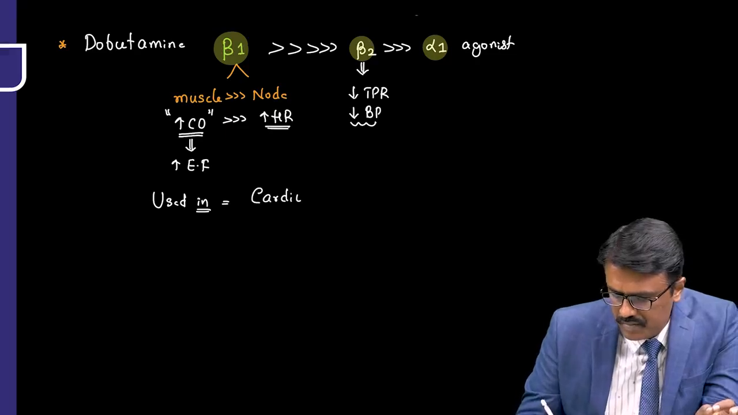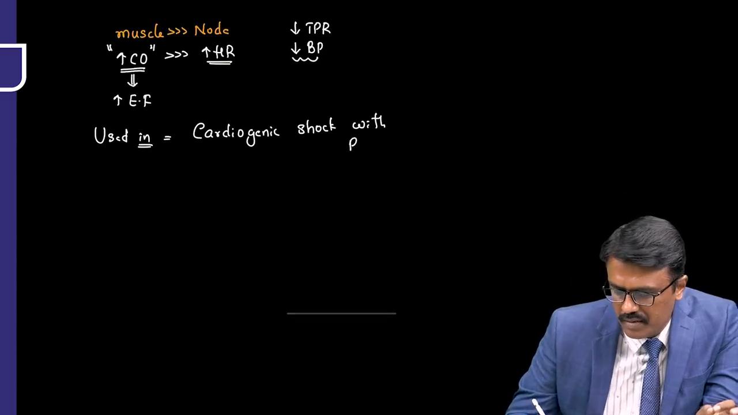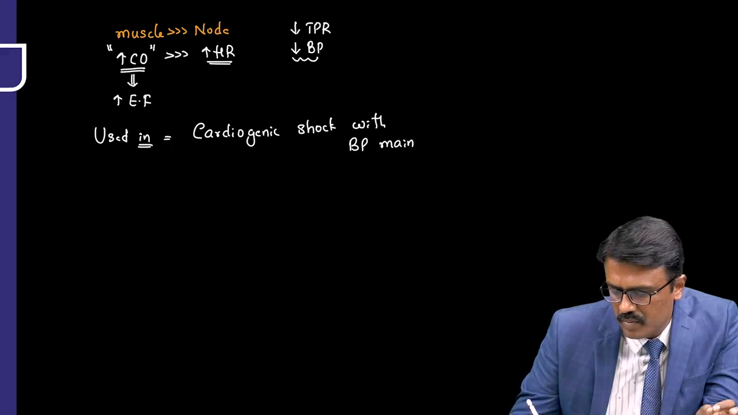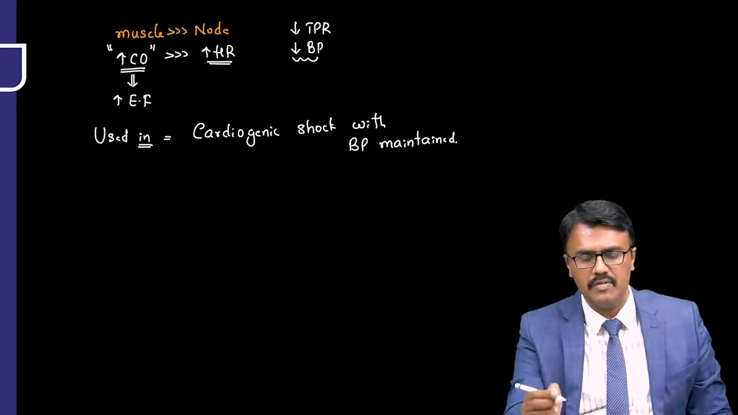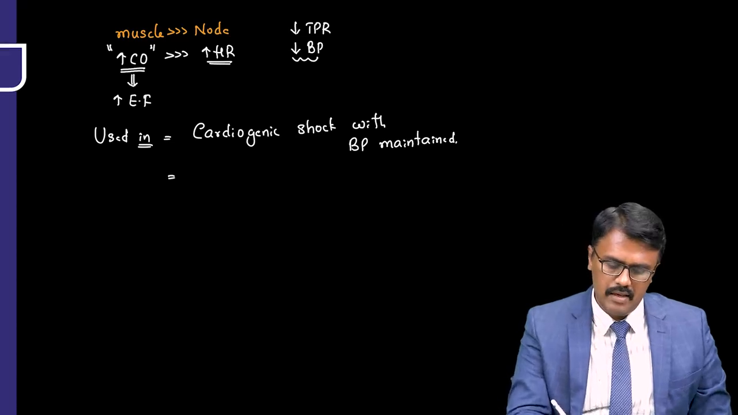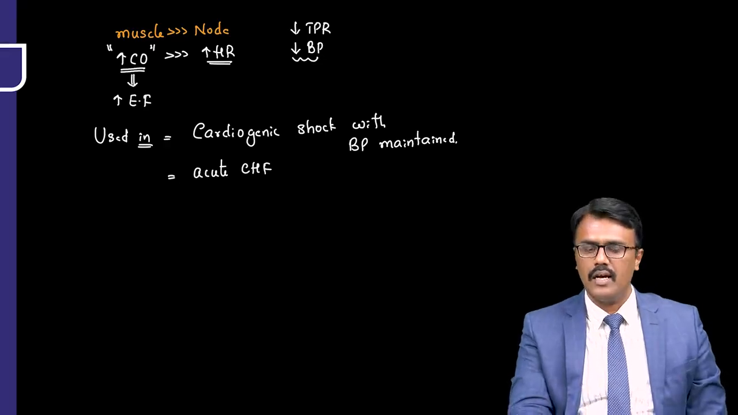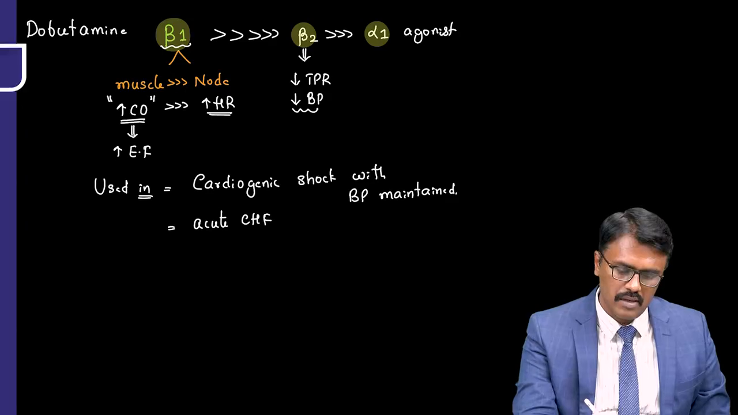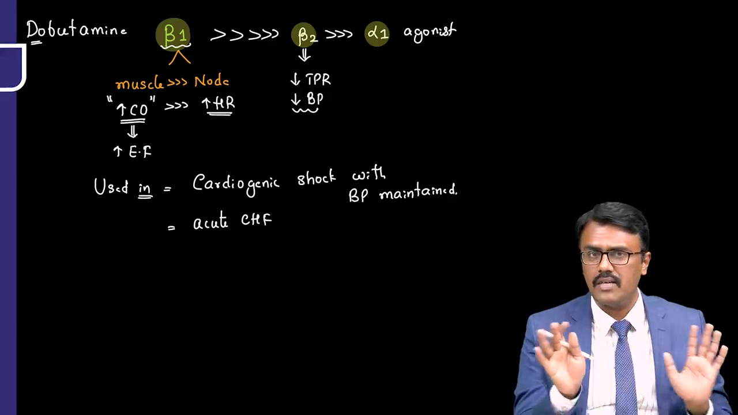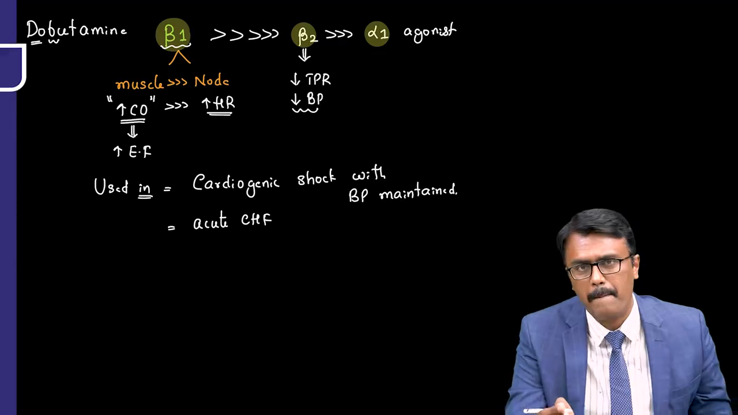cardiogenic shock, with BP maintained. So BP is maintained, then only you have to give it. If there is hypertension, never give this because it itself can decrease the BP. Second, it is also used in acute CHF. The name is dobutamine. The major action is on B1. Remember, even though the drug's name starts with D, it doesn't have action on the D1 receptor at all. It has the major action on B, that is beta 1.